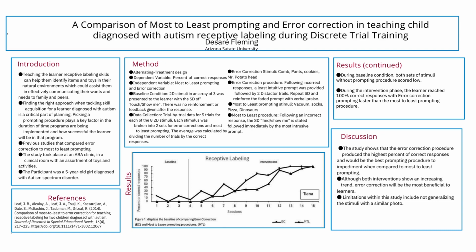During the interventions, you can see by looking at the graph that both procedures did have an increasing trend. But with error correction, she did reach the 100% mastery criteria the fastest over most-to-least prompting. So while they both increased, one did show results quicker than the other. So I would agree that error correction would increase the correct responses in receptive labeling during discrete trial training.